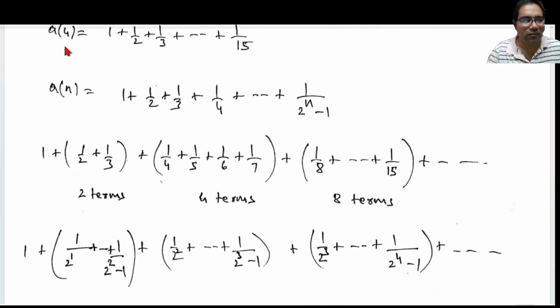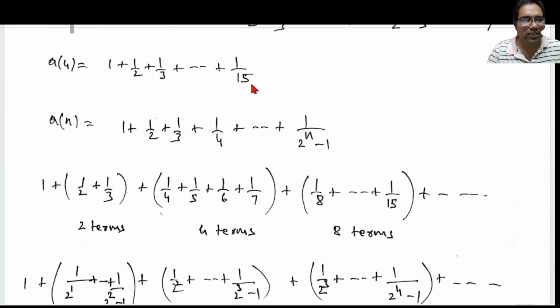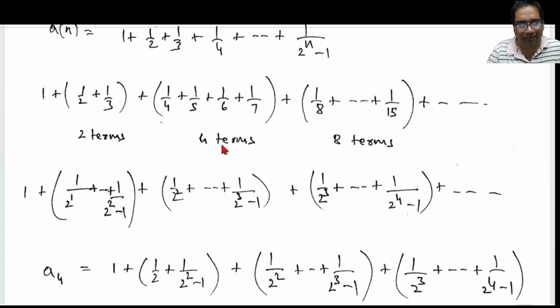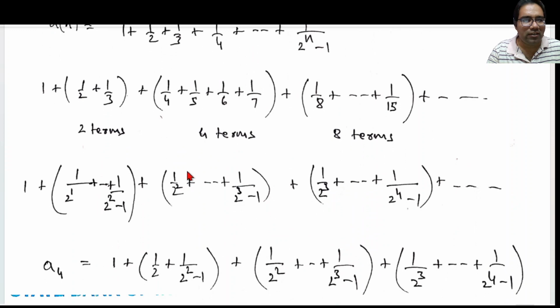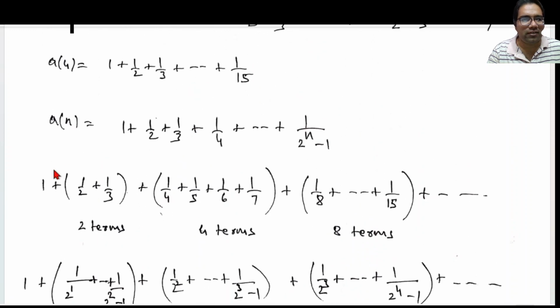Let us take this A of 4 and understand it in a little bit more detail. If you take A of 4, it will be till 1 by 15. If you write the series till 1 by 15, 1 by 2, 1 by 3, up to 1 by 15, the general series will be like this, right? Now, let's try to group the series into buckets. How do we group these buckets? Based on 2 powers again, right?